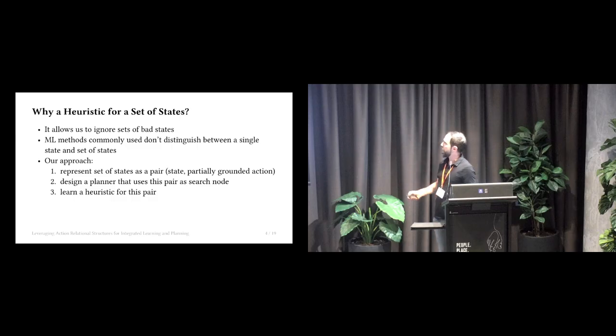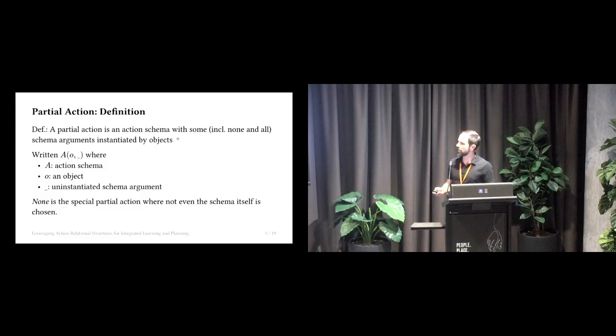I'm going to start by defining what a partial action is. A partial action is just an action schema with some of the objects already instantiated. It can have no objects instantiated, all objects instantiated, and anywhere in between. Just in terms of notation, A here is going to be my action schema, and then every object that I already instantiated, I'm going to show. If it's not instantiated, I just have an underscore there saying I don't know what to place there yet.